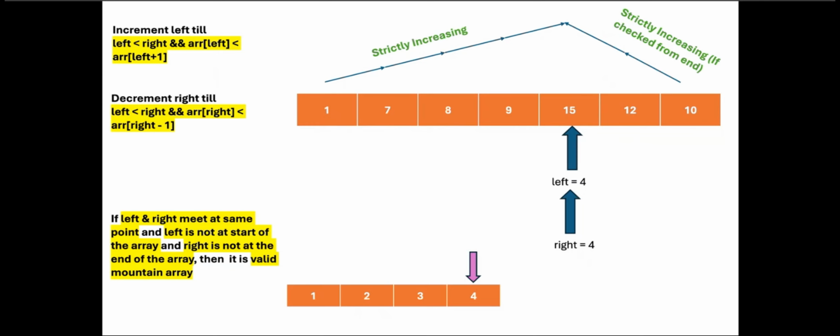It is just increasing. Similarly, in the case of a just decreasing array, left and right will meet here, which is again just decreasing. We had seen one of the examples where a just decreasing array is also not a valid mountain array, because we need to have increasing first, and from a certain point it should be decreasing till the end of the array. So this will be our logic. Now let's go to the solution.